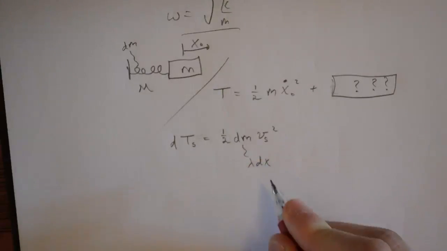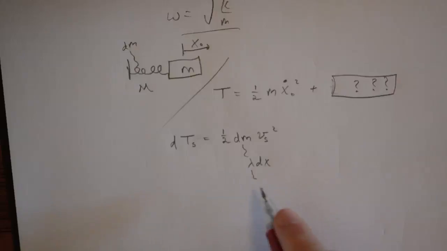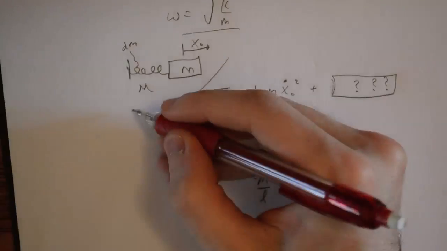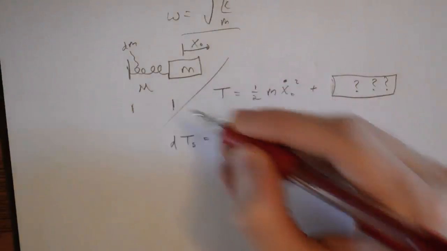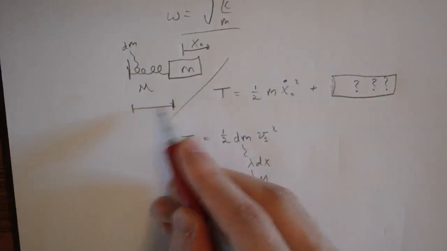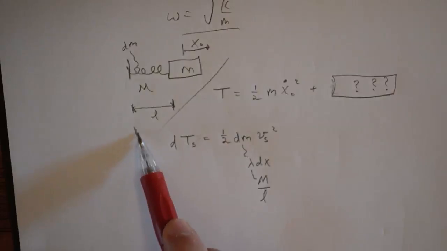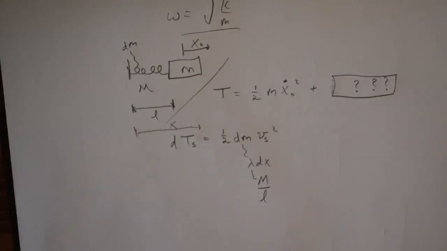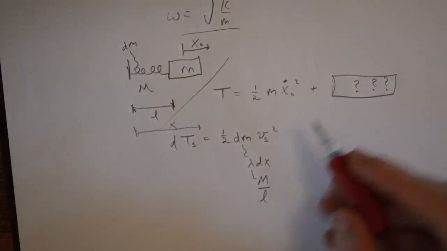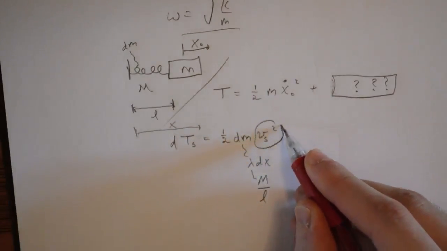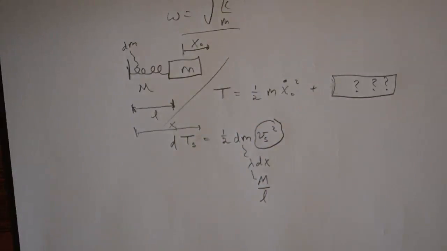lambda dx, where lambda is the linear mass density equal to capital M over L, if L is the length of the spring. So L is the length of our spring, and we can think about this as sort of like an x-axis. Then the linear mass density is capital M over L, total mass over total length. So that takes care of our dm. It's just M over L dx.